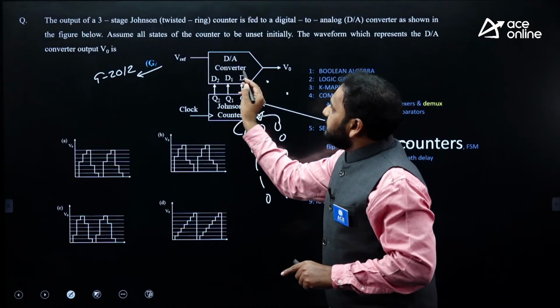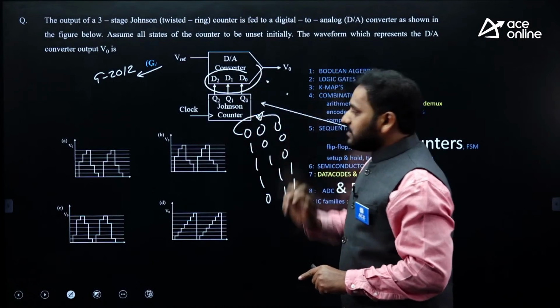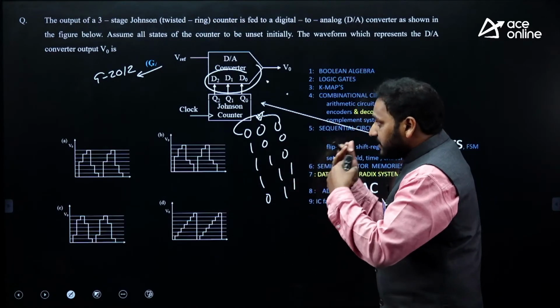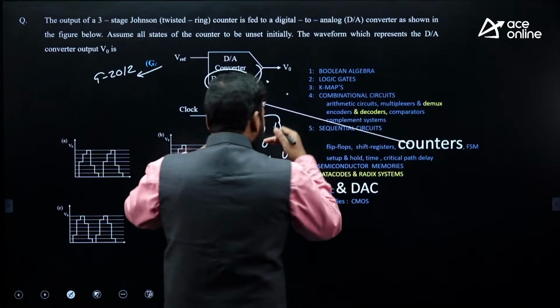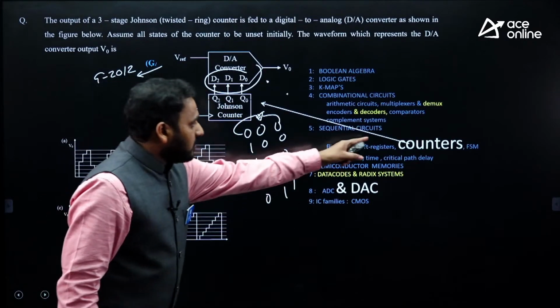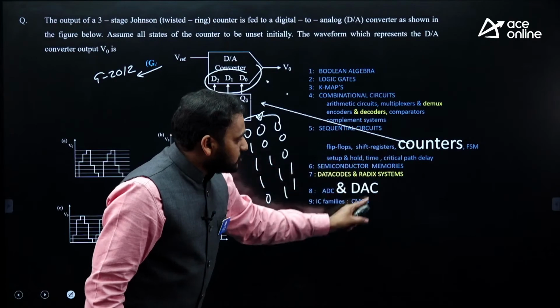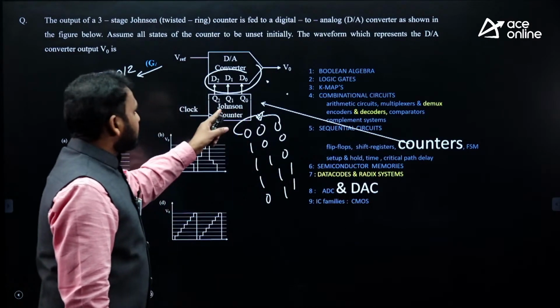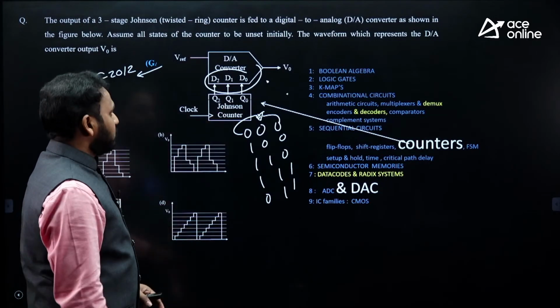In the sequence, output sequence of a Johnson counter, it is not the problem. It is not given for the problem to solve here. It is just intentionally given to tell you some point. From the counters and DAC, these 2 points are only highlighted. By linking up with these 2 topics, questions were given 2 times, in 2006 and 2012.